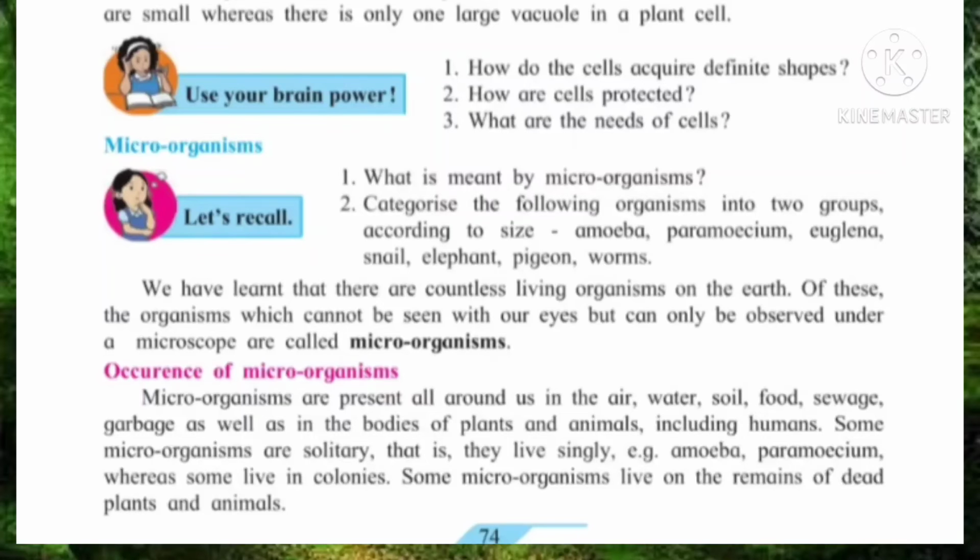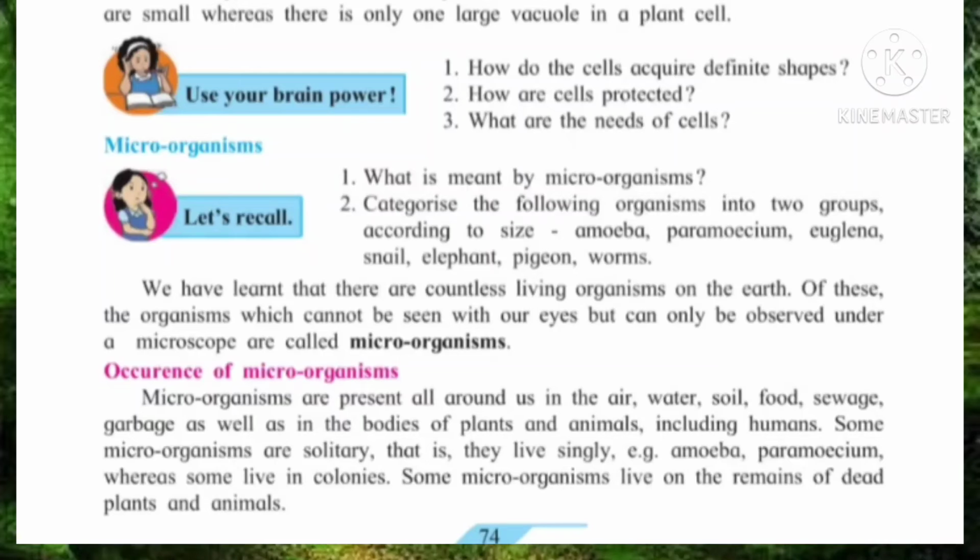A microorganism is a living organism which lives on earth, around us, but we are unable to see them. But how can we see them? Under the microscope only. They can be seen only under the microscope. So these living organisms are called microorganisms. Understood, everyone? See the next question.